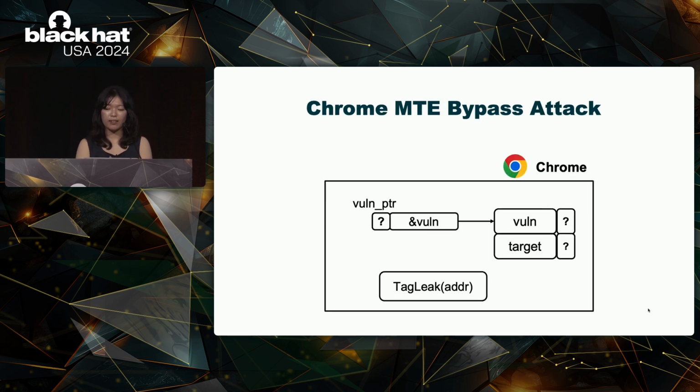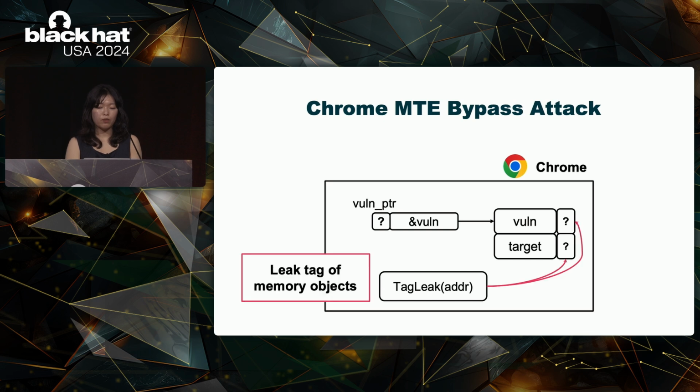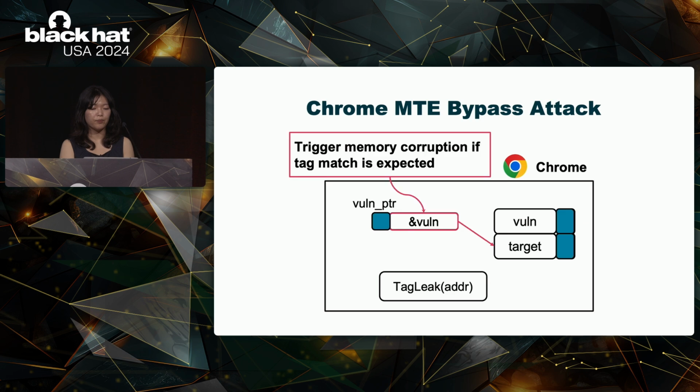Leveraging this tag leakage function, the attacker can bypass MTE in Google Chrome. The strategy is quite simple. First, with the tag leakage function, it leaks the tag of the memory object. Next, trigger memory corruption attacks if the tags match. In this example, we assumed a heap overflow vulnerability, where a vulnerable object overflows into a neighboring target object. In the following slides, I'll explain the attack in more detail.